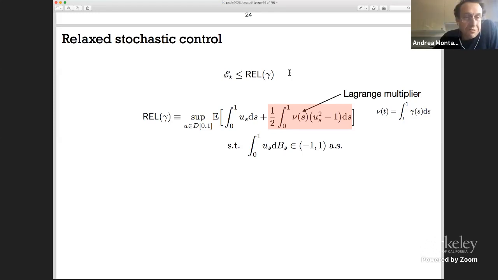So now you put a dual parameter for each time. This is a function that can take any value at each time, right? Now, in continuous time you cannot put uncountably many multipliers, so you have to choose a function space. But conceptually, you are putting a Lagrange parameter for every time, and this is your gamma. I see. Okay, thanks.